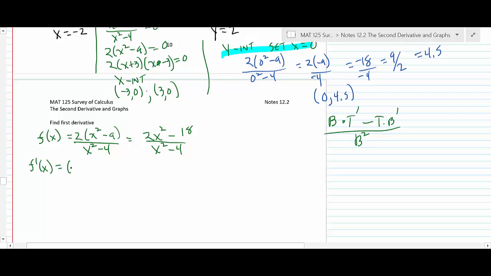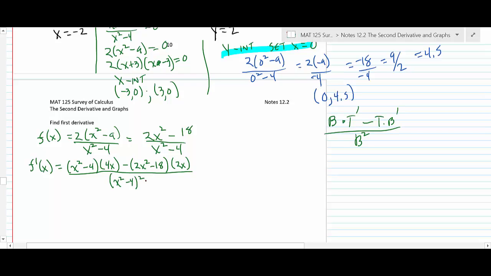So we have the bottom, x squared minus 4. What's the derivative of the top? 4x. 4x, good. Minus the top. What's the derivative of the bottom? 2x. What do you do to the bottom? Square it, bottom squared. Okay, so we've got to do that.